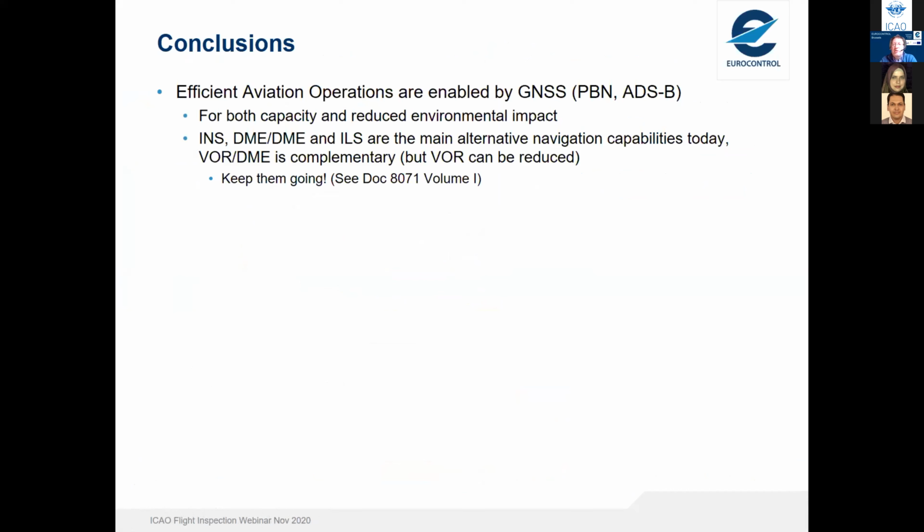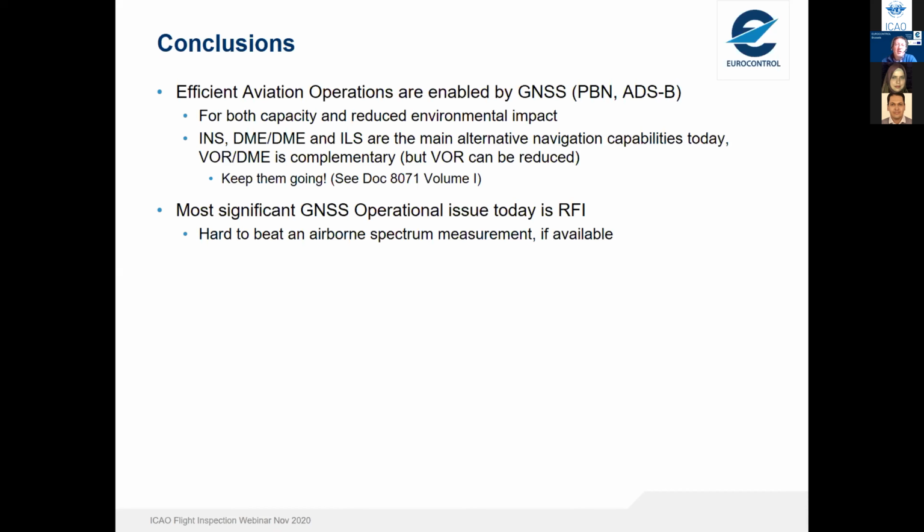Aviation operations really rely on GNSS with PBN and ADS-B. That was true for capacity, as we've had troubles more last year, but also for reduced environmental impact. Inertial navigation systems, DMEs, ILSs, but also VOR DMEs are complementary to that, and they're the main alternative navigation capabilities we have today. So keep them going, as in the previous presentation. And then the most important operational issue today is interference.